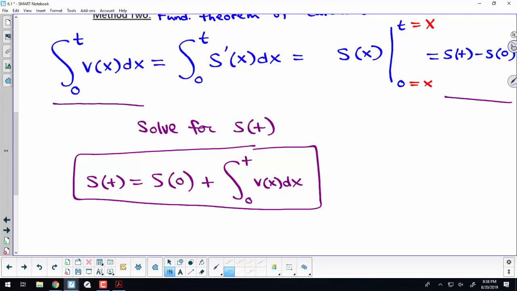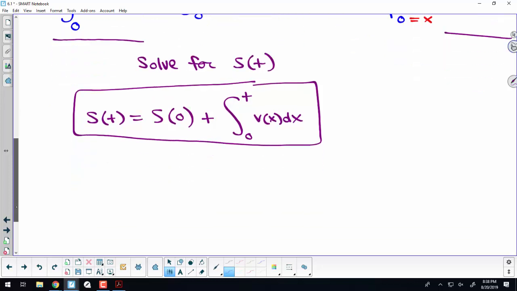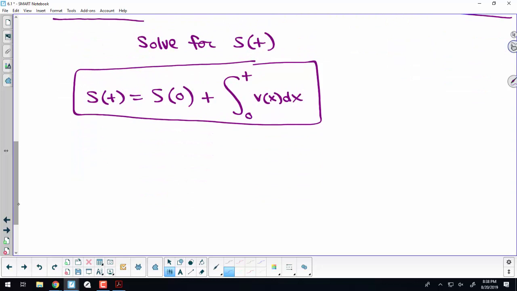Well, close. Not the distance, but the displacement from 0 to t. So we have the displacement, the change in position from 0 to t, plus the initial position gives us the final position, right? So that's what we're dealing with in that particular statement. I'll just go ahead and that's what we're operating with.